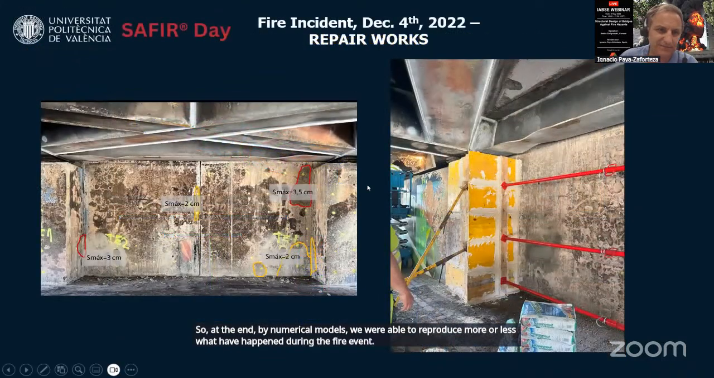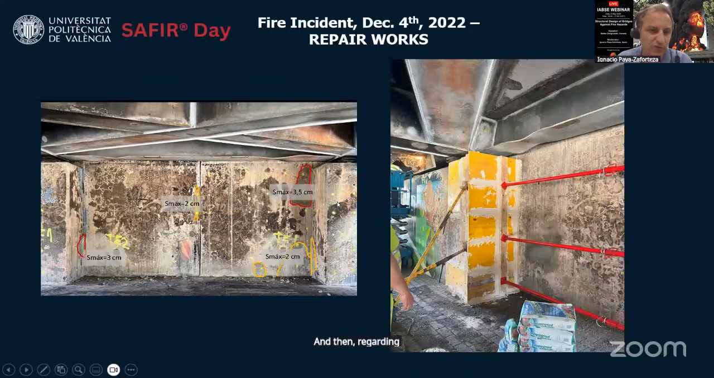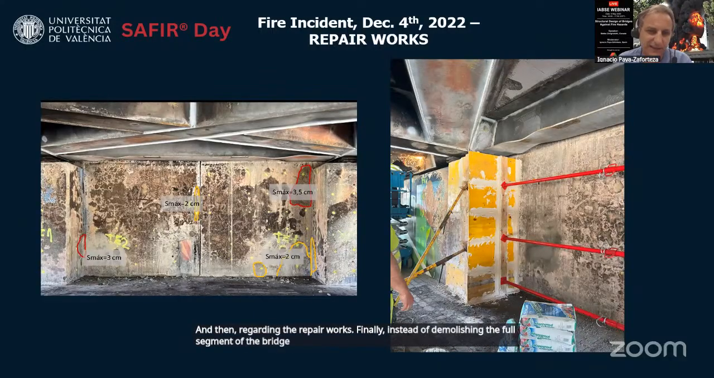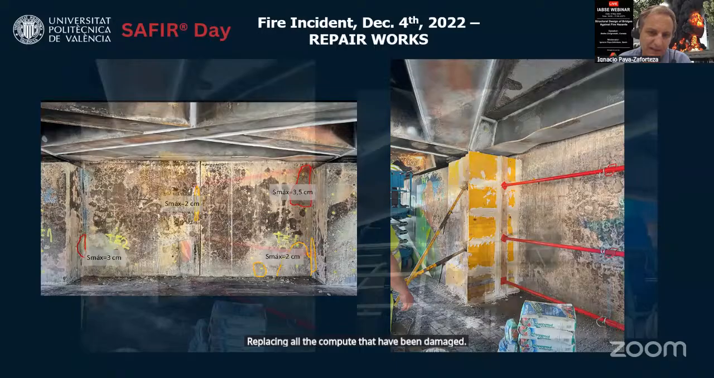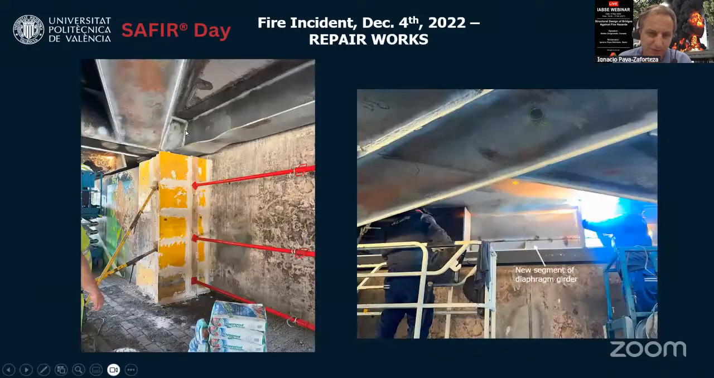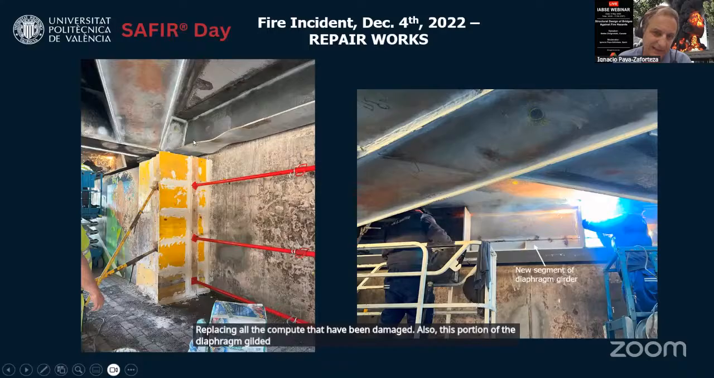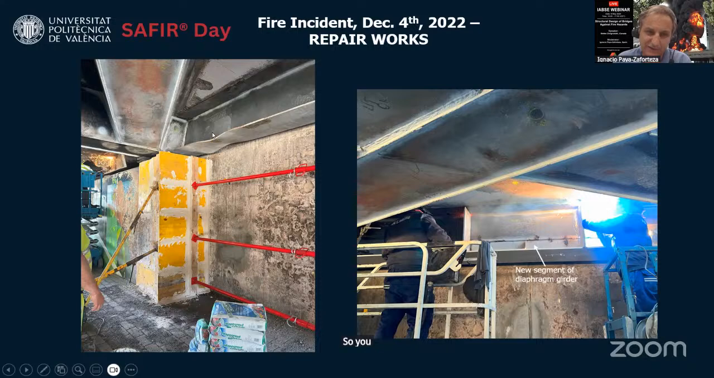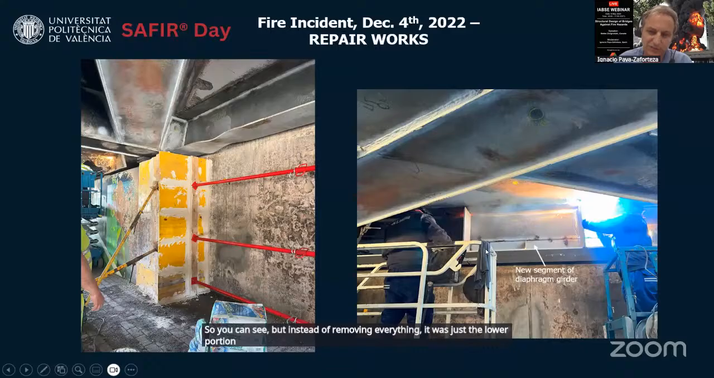And then regarding the repair works, finally, instead of demolishing the full segment of the bridge, there were some repairs on the abutment, like replacing all the concrete that had been damaged. Also, this portion of the diaphragm girder that had the local buckling had to be removed. So you can see, but instead of removing everything, just the lower portion of the girder was removed and a new one was placed there, and additional stiffeners were placed also.